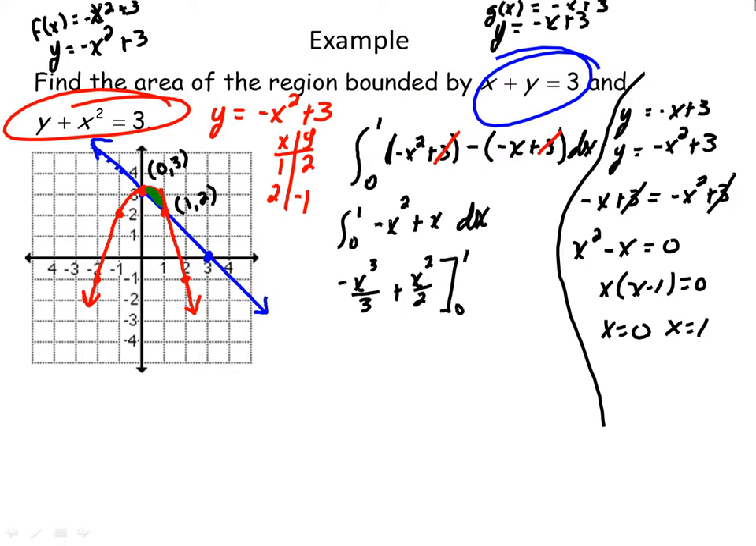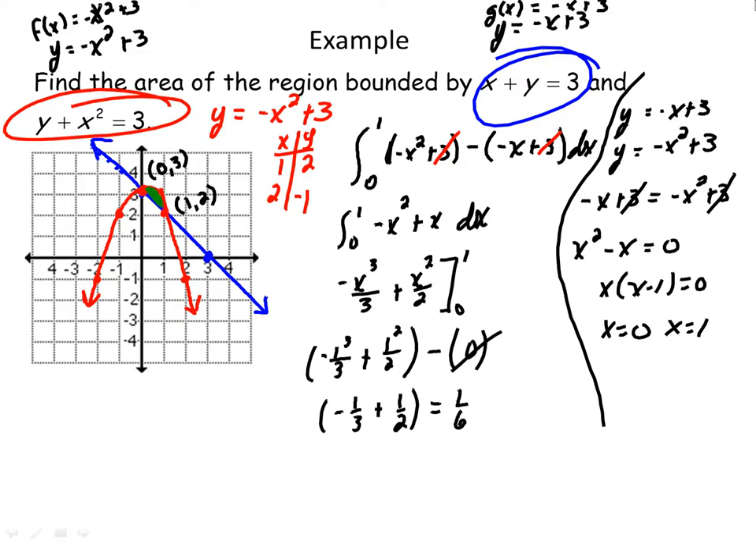Okay? So now all we have to do on this one, you're going to plug the 1 in. So you have negative 1 cubed over 3 plus 1 squared over 2. And then, of course, minus, and it's going to be 0 because when you plug 0 into both of those, it turns it into 0. So that really doesn't come into play. But basically what you're going to have is negative 1/3 plus 1/2. And when you put that in your calculator, you come up with 1/6.